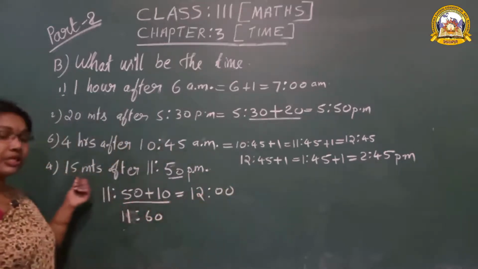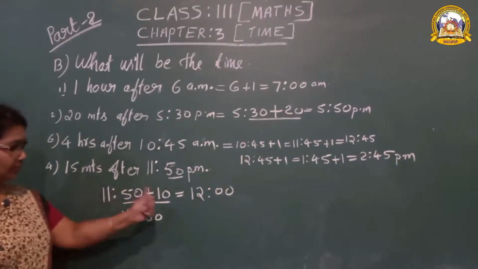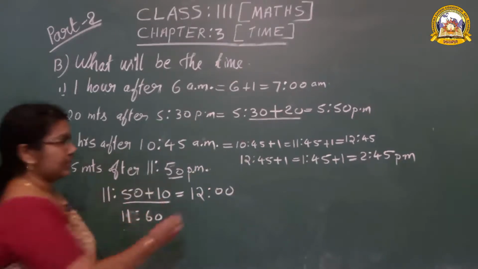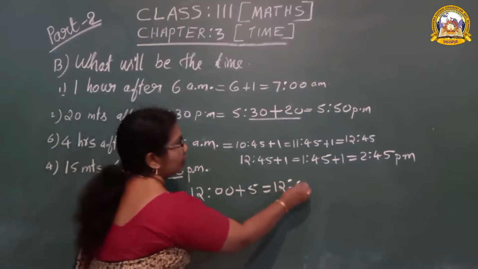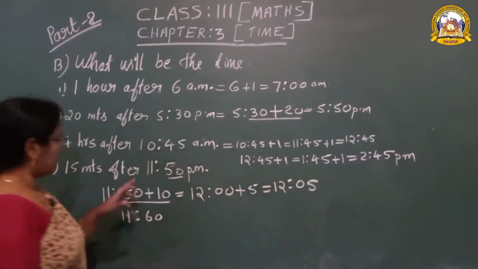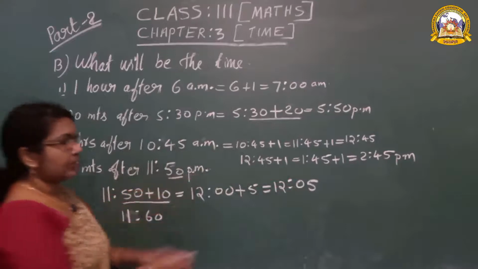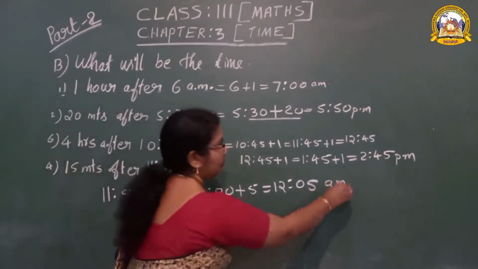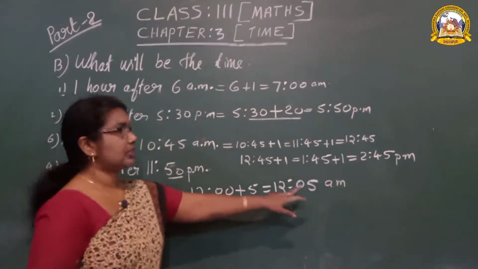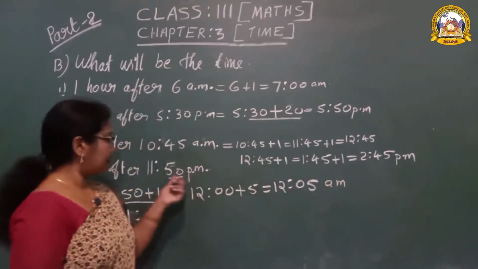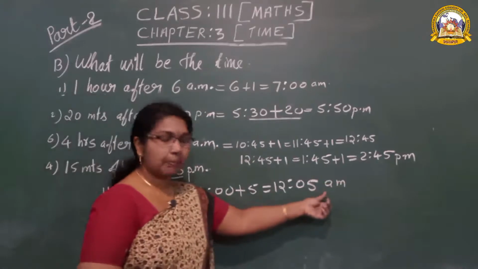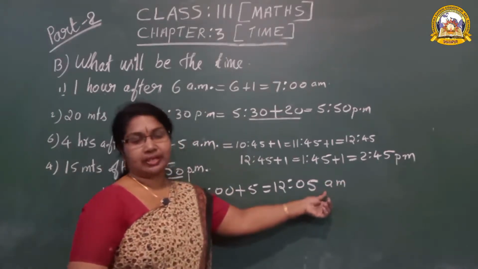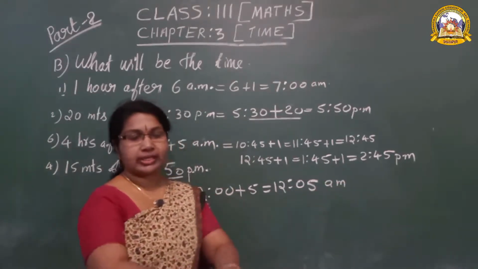Then how many minutes do you have to add? 15. We added only 10 minutes. Again plus 5 minutes. So the time is 12:05. 12:05, this is AM, because after 12 o'clock it starts AM. 11:50 PM at night, so after 12 o'clock at night AM will start. Now look at the last question.